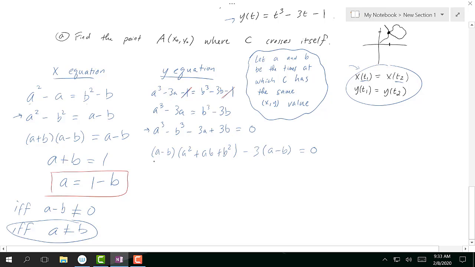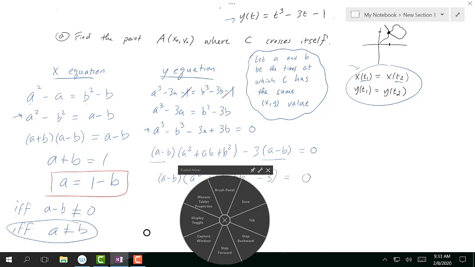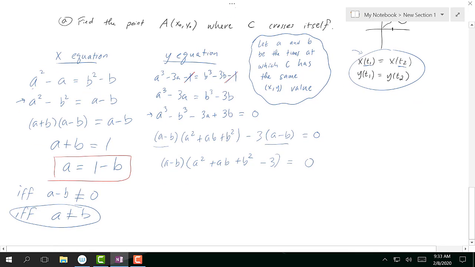So what we have here is this common term a minus b, so we can again factor that out. And what we get is a squared plus ab plus b squared and then minus 3 equals 0. So now we have a product of two terms equaling 0. So we know that setting each one to 0 will give us a root. From the first one, we get a minus b equals 0, a equals b, but we're working under the assumption that a is not equal to b in the first place. We can see that right here. And so we ignore this solution.